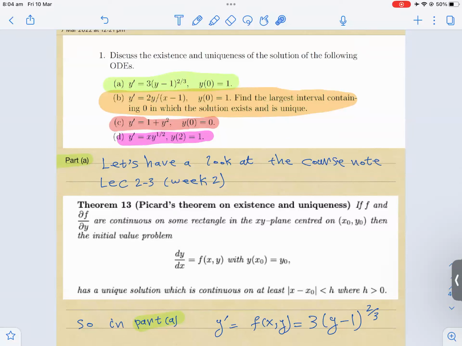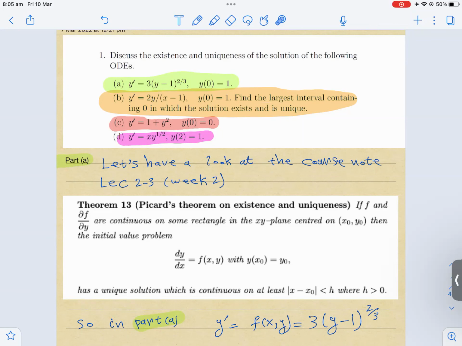I need your concentration. So question one, we are asked about the existence and uniqueness of the ODEs. The ODEs, as you see, are y prime equal f of x, y. We are focusing on these, and we will solve these types of ODEs analytically and numerically. Now, part A, y prime equals 3 times (y minus 1) to the power 2/3.